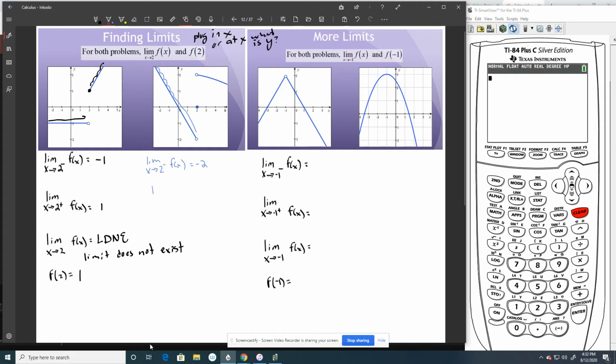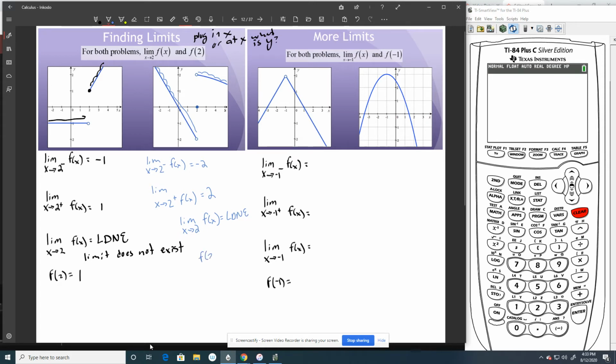Now coming from the right, the limit as x approaches 2 from the right-hand side of f of x is equal to, as I come from the right, I'm getting closer and closer and closer to this y value, which is +2. Now, since these two approach different numbers, then I say that the limit as x approaches 2 of f of x, that limit does not exist because I approach different numbers.